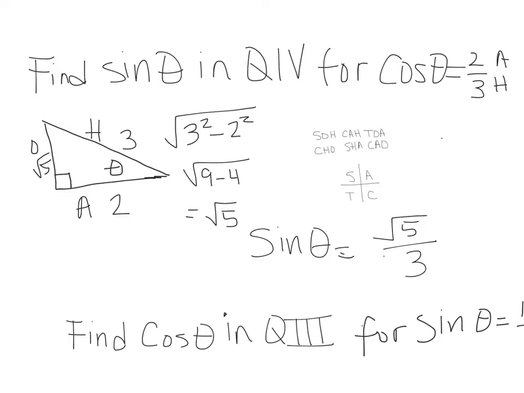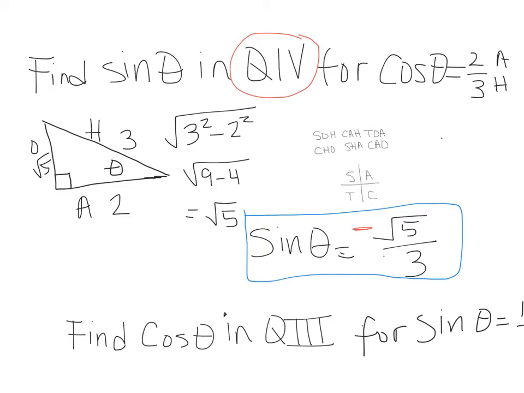But now it's really important that we make note that they said they want this in quadrant 4. So we have to refer back over here to the fact that All Students Take Calculus: quadrant 1, quadrant 2, quadrant 3, quadrant 4. In quadrant 4, only cosine and its cousin secant are positive. Therefore, sine in quadrant 4 is negative. So the answer to this question is that the sine is equal to the negative square root of 5 over 3. Now's a good time to pause, maybe rewind if you need to rewatch that one more time.